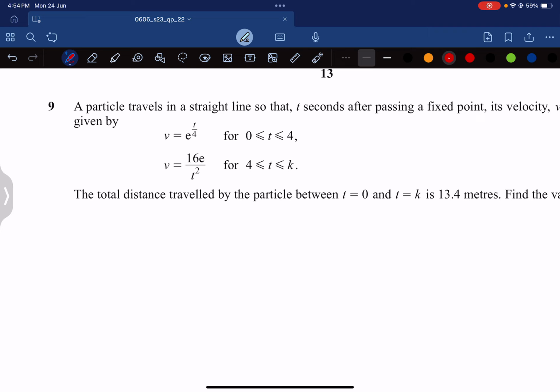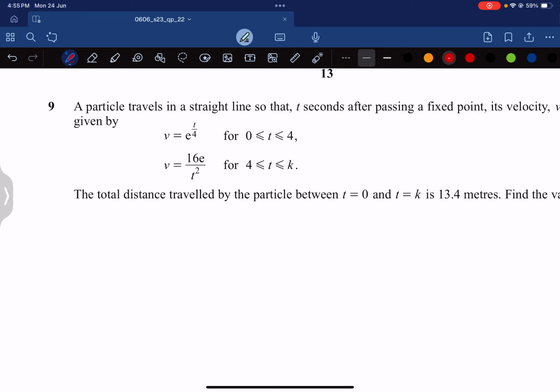But under one specific situation, displacement and distance would be the same. That situation is when the particle has never changed direction for the entire journey. Then displacement and distance are the same. They only differ when it has changed directions.